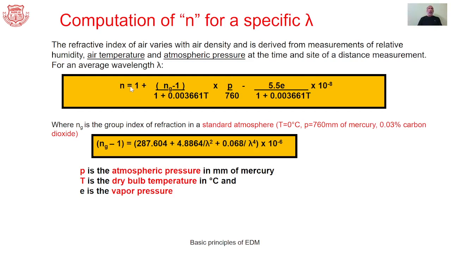In order to do so, we have this expression, which includes Ng, capital T, this P and E. This Ng is the group index of the refraction in a standard atmosphere, that is 0 degrees centigrade, where this pressure is 76 millimeter of the mercury. This Ng in turn can be determined by making use of this equation, which is totally based on the wavelength employed for the distance measurement.